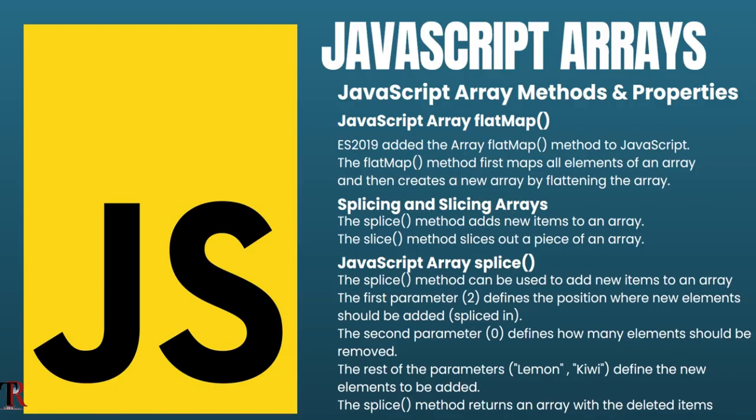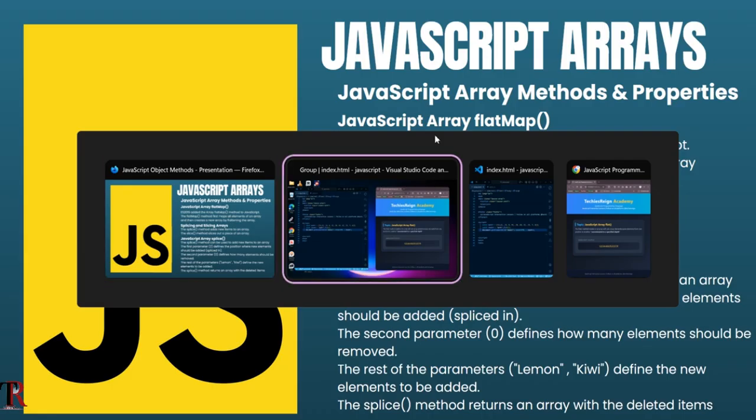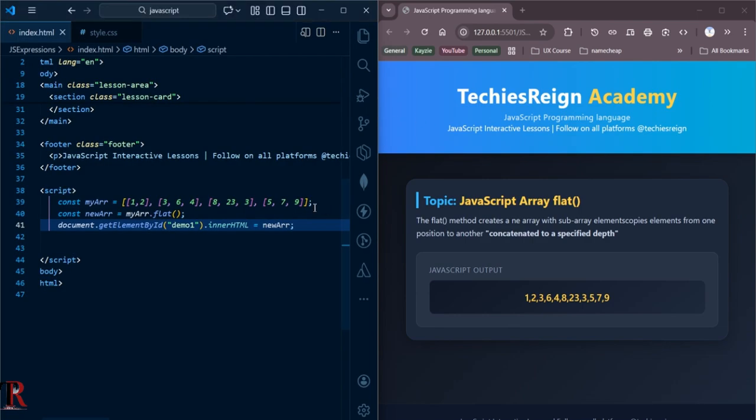In the year 2019, the array flatMap method was added to JavaScript, and the flatMap method maps all elements of an array and then creates a new array by flattening the array. So an example will give us a clear understanding of what this means: it first maps all of an array and then creates a new array by flattening the array. So let's take a look at an example.